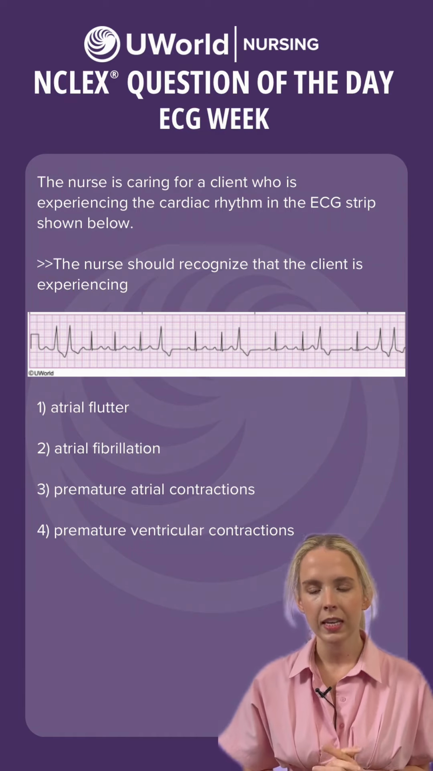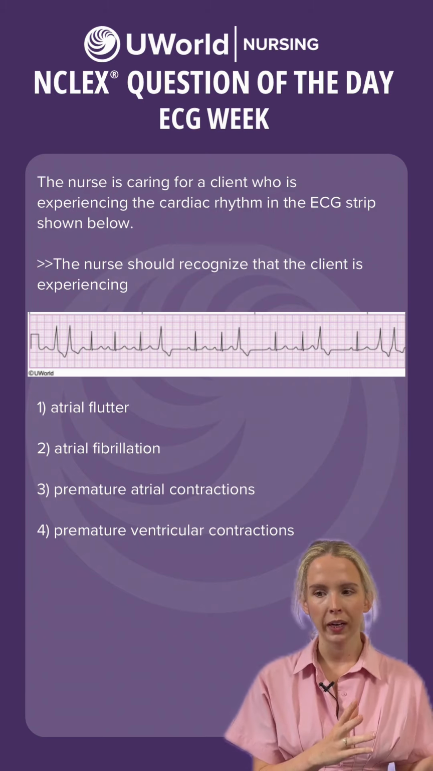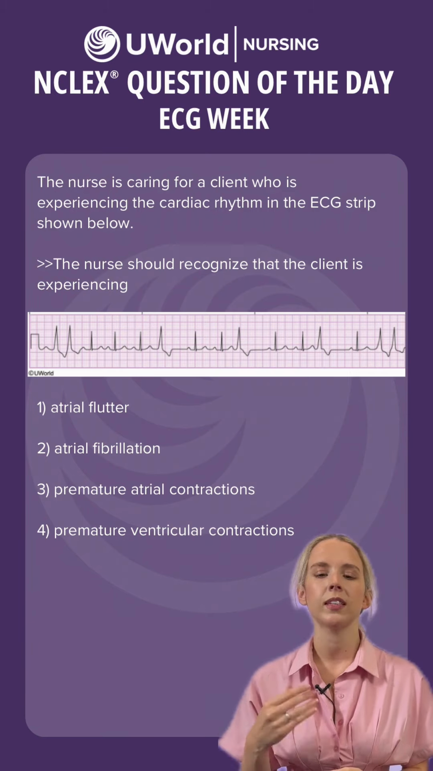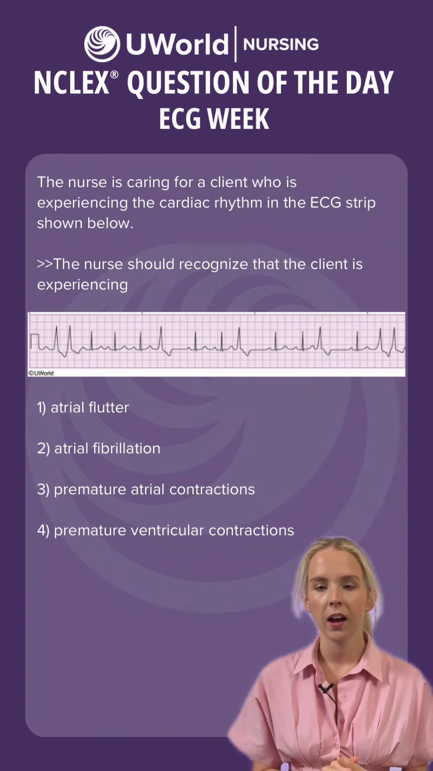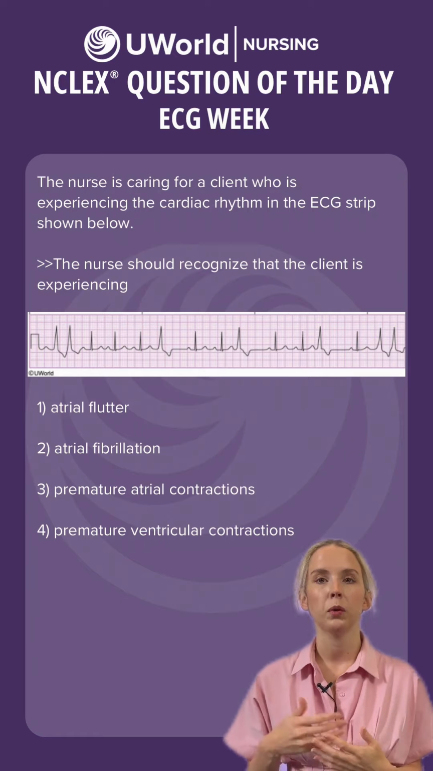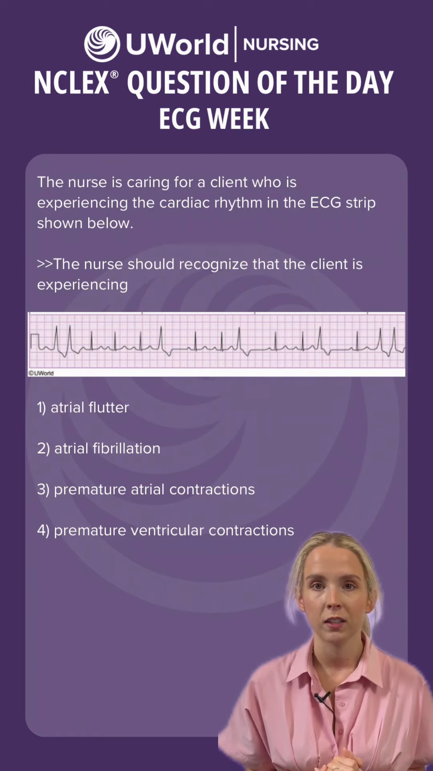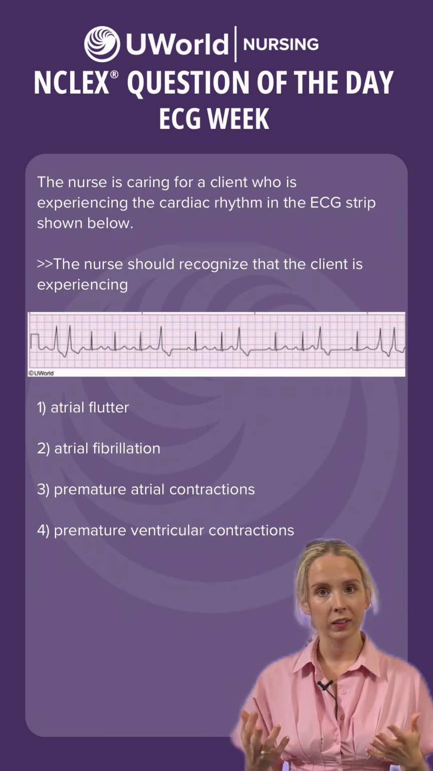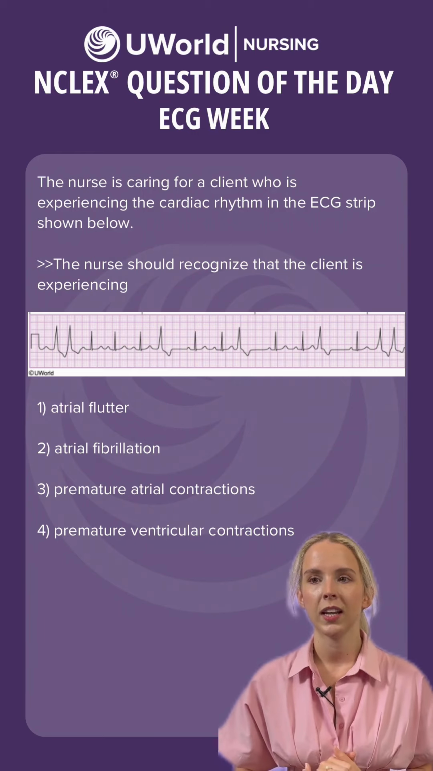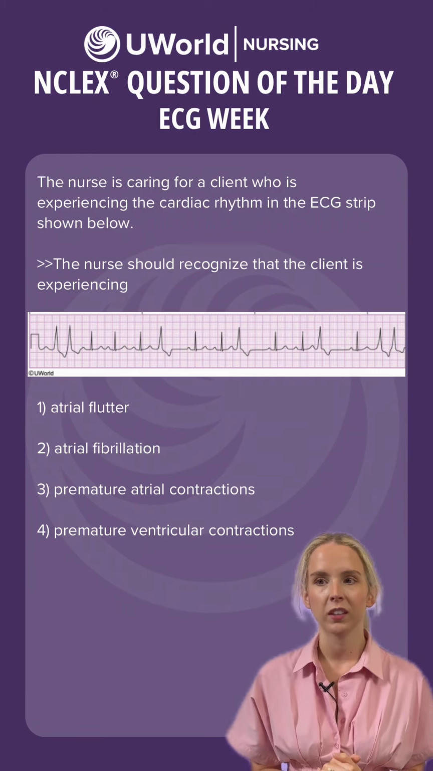So 1 PVC, it may not be anything to be super worried about, but 3 or more PVCs can lead to ventricular tachycardia or VTach, which we also know can progress to ventricular fibrillation, or VFib, which is a life-threatening dysrhythmia. So we would want to intervene quickly here. So again, our correct option is option number 4, premature ventricular contractions.